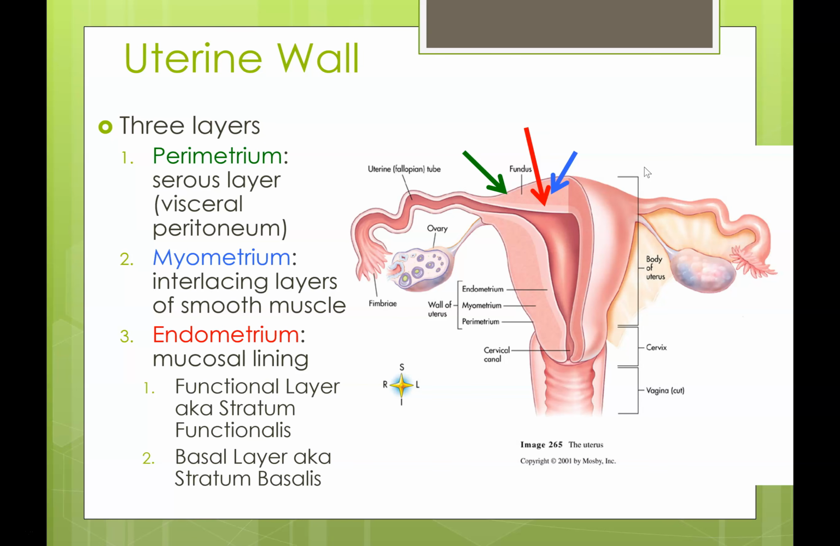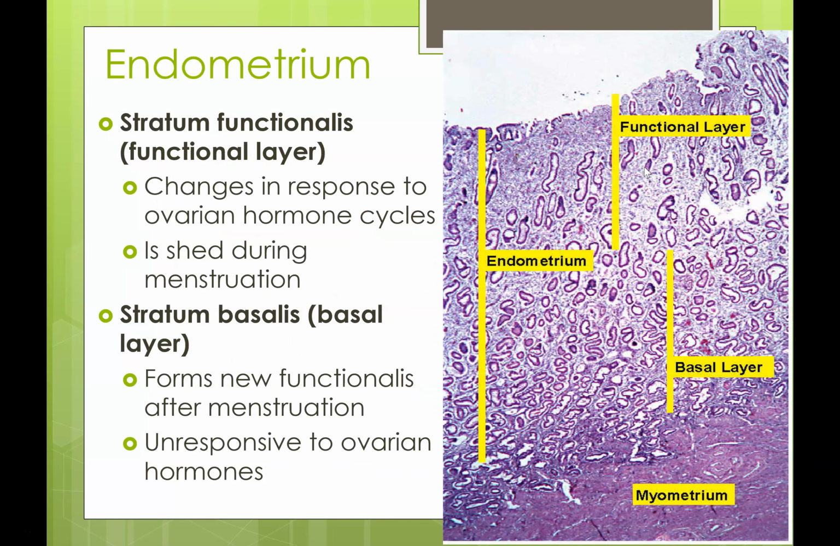And we have 2 different layers here. We have a functional layer. So I'm going to switch to this slide here in order to discuss this. This is your lumen of the uterus here, and here's our myometrium, our muscle. So our functional layer is going to be the one closest to that lumen, or that space where the baby will implant. And this functional layer, or stratum functionalis, is going to change in response to ovarian hormone cycles. So we'll talk about that toward the end of this lecture. And it's going to shed during menstruation.